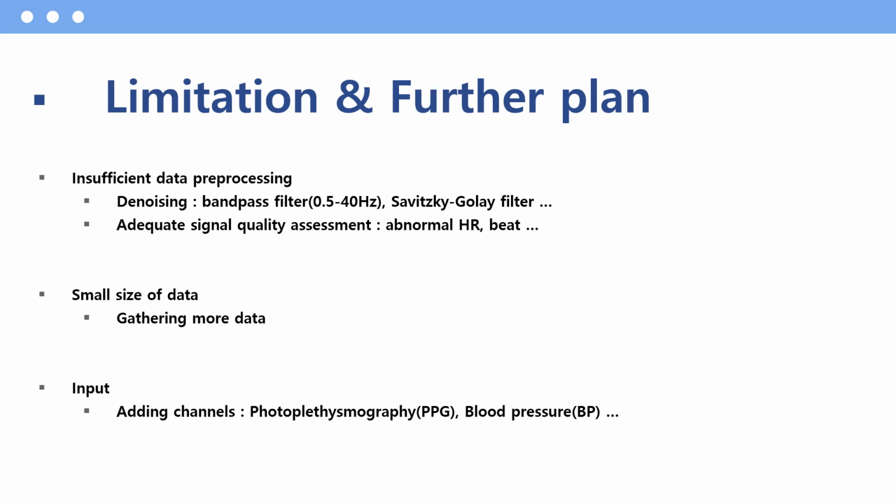Secondly, only 1,000 cases met the inclusion criteria, which is not enough for training the deep learning model. So gathering more data can increase the performance of the model. Input channels used for the model were ECG and ARD. The other vital data, such as photoplethysmography and blood pressure, also contain the hemodynamic status, so including these vital data to input can increase the performance.